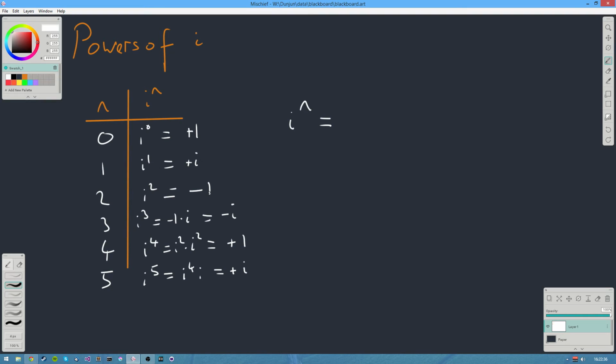i to the n equals 1, i, negative 1, negative i, dot dot dot. It's the same sequence as writing 1, i, negative 1, negative i, dot dot dot, 1, i, negative 1, negative i, dot dot dot. So it's that sequence. The sequence repeats for n mod 4. That's another way of writing it, that's the repeat. Okay, so this is a repeating sequence, and it's very nice to understand this.